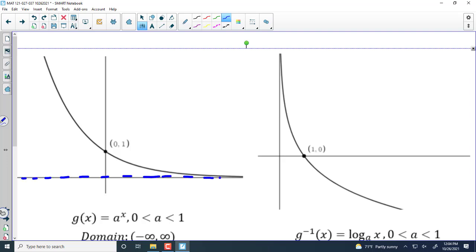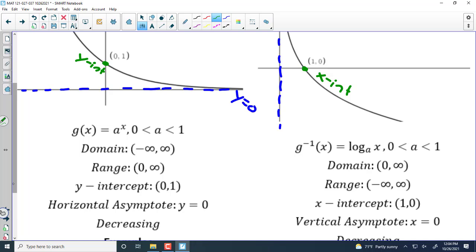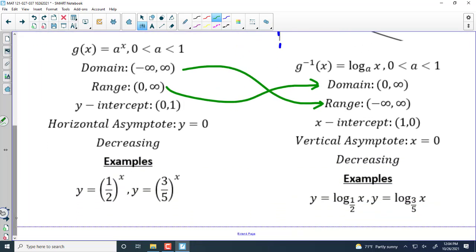Here's a horizontal asymptote of y equals 0. Here's a vertical asymptote of x equals 0. Here's a y-intercept of (0, 1). Here's an x-intercept of (1, 0). Domain, range, they swap. Y-intercept becomes x-intercept, horizontal asymptote becomes a vertical asymptote. They are both decreasing.